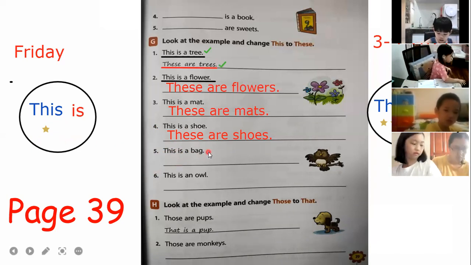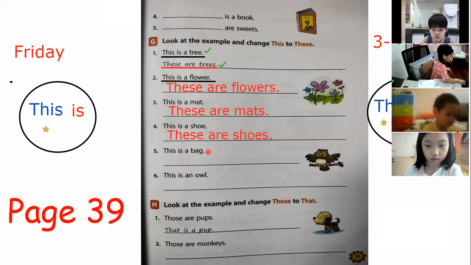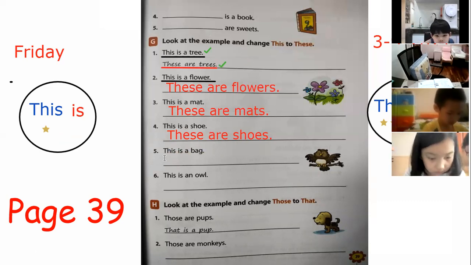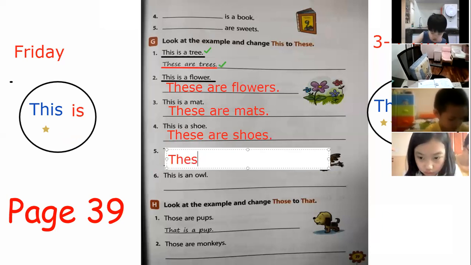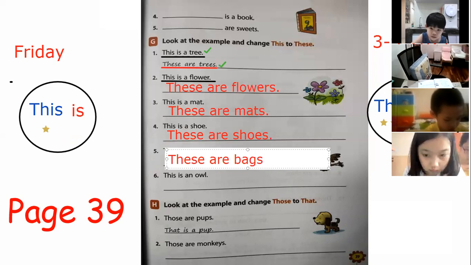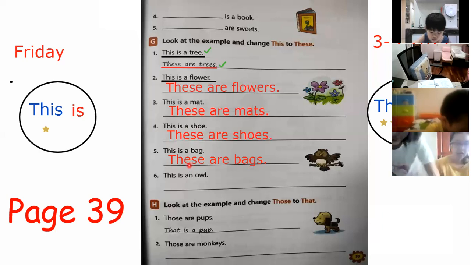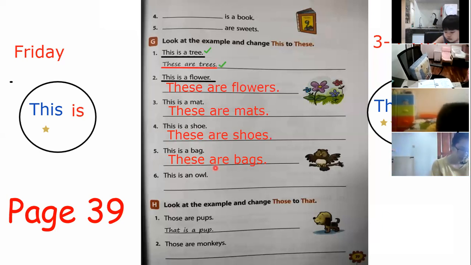So Iheng, how are we going to make it as more? These are bags. Good. These are bags. Very good, Iheng. Thank you. So the answer is these are bags. We have stated here these, which is plural, and we also have put are, which is also plural, and also bags. We have added letter S, which shows there are more bags. Very good. Thank you, Iheng.